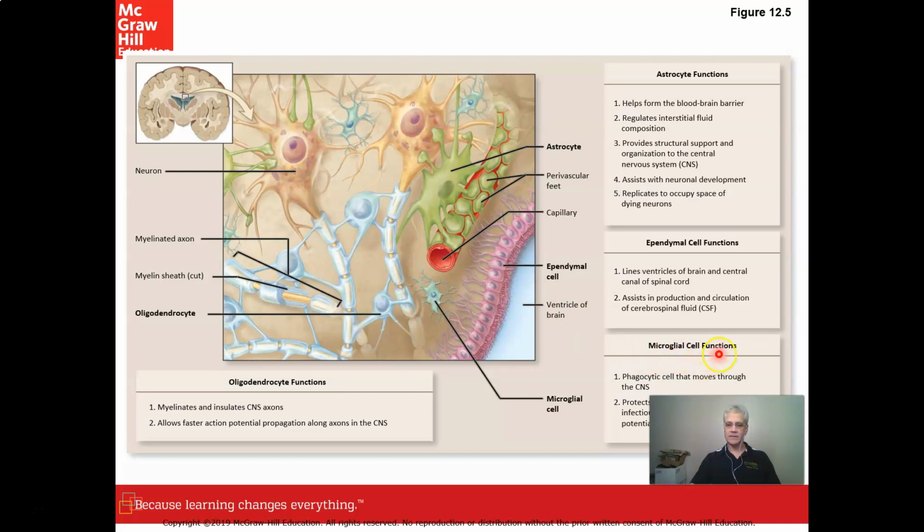And then you have microglial cells. They are the phagocytic cells. They are the immune system representatives in the central nervous system. They're looking for invaders. They're looking for antigens. Antigens are molecules that are presented usually on the outsides of cells or viruses, and these cells are patrolling for those foreign invaders.